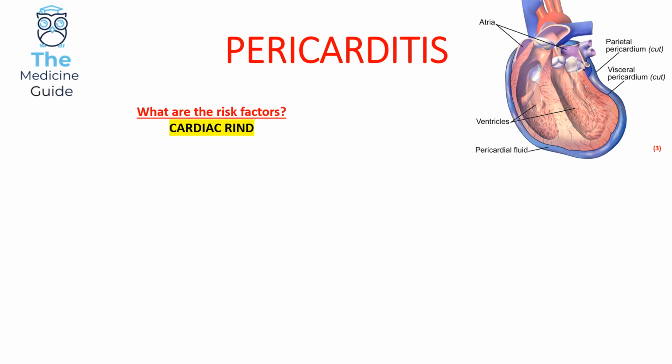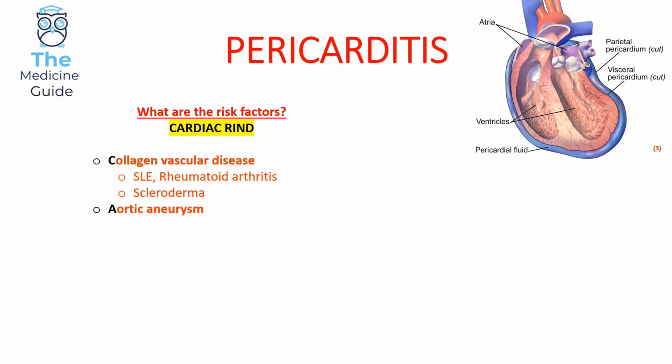Now, you need to be aware of the risk factors for pericarditis, because this is quite high yield for final exams. The mnemonic that I used in medical school and thought was quite useful was CARDIAC RIND. Collagen vascular disease such as SLE, rheumatoid arthritis and scleroderma are all pro-inflammatory conditions, so any degree of inflammation of the pericardium, particularly with collagen vascular disease, is a risk factor for developing pericarditis. Aortic aneurysm is a risk factor, as is radiation therapy, and drugs such as hydralazine and anti-epileptic drugs.